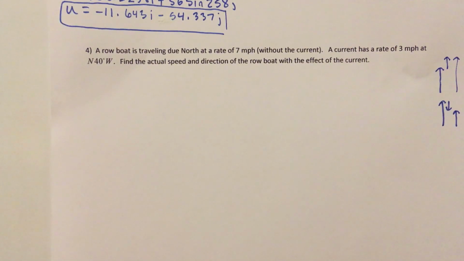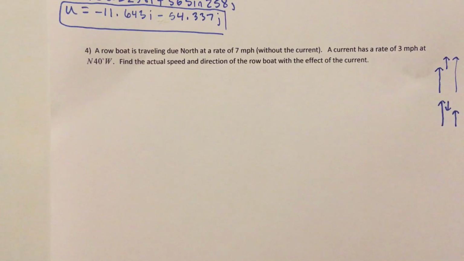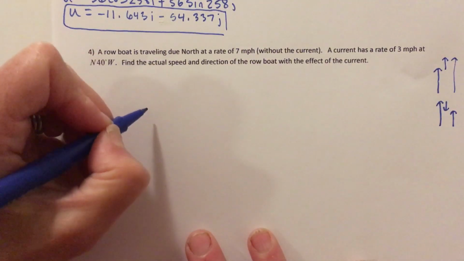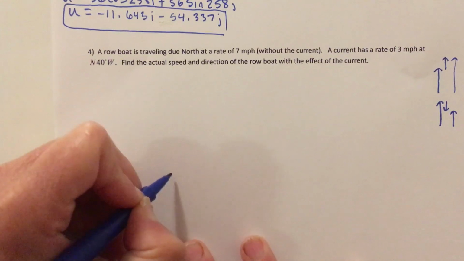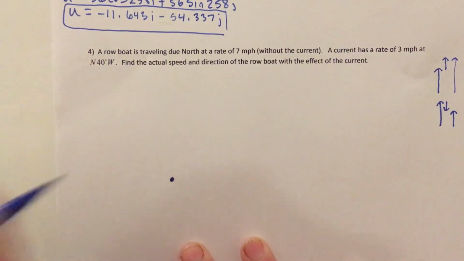All right, so we're starting off with kind of a nice one because I have the boat going just north. Tomorrow, or the next video, we'll have both vectors going in weird directions. So I want you guys to start out by putting a dot down here. It goes north, so let's start down here a little bit.